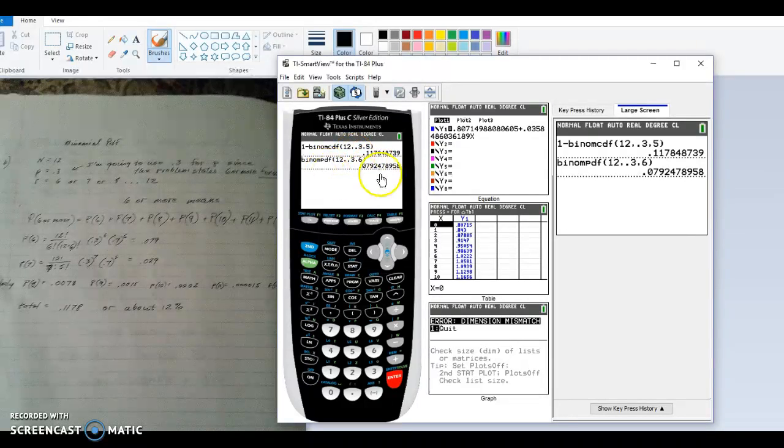I could find out 7, 8, 9, 10, and add them all up. When I add them all up, I'm going to get about 11 or 12%. If you rounded this, it'd be about 12%.